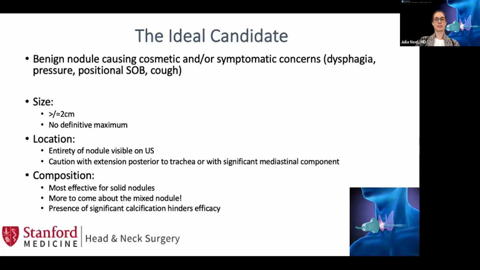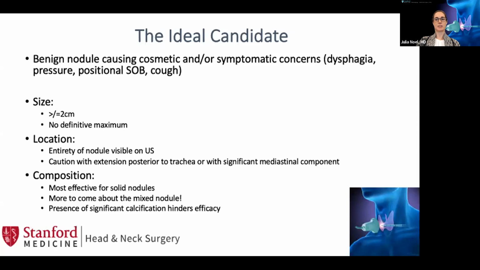So location is important to consider. You would like to be able to safely ablate the entirety of the nodule for the best result. So those with a mediastinal component that's out of view, or those that lie in the TE groove or more posterior to the trachea, while not contraindicated, are less ideal since you'll likely need to leave a remnant.